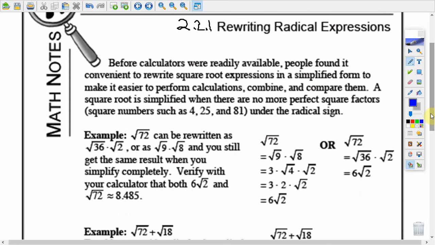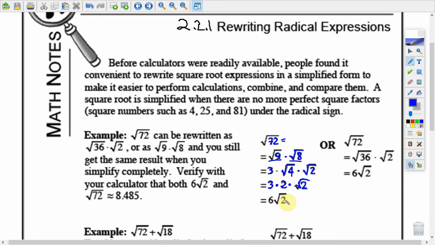So here's our first example. The square root of 72 can be rewritten in different ways. The first one, we could split it into the square root of 9 times the square root of 8. How do we know 9 and 8? Well, 9 times 8 equals 72. The square root of 9 is a perfect square, which is 3. If I further break down the square root of 8 into the square root of 4 times the square root of 2, I have another perfect square, the square root of 4, which is 2. So now I have 3 times 2 times the square root of 2, which is 6 times the square root of 2.